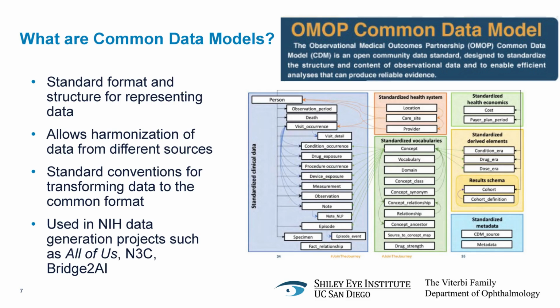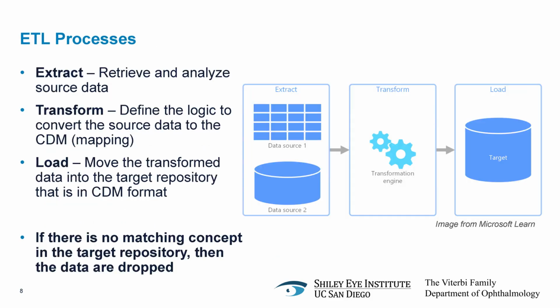And this has kind of been the data model du jour, and the data model used in a lot of the NIH data generation projects, such as All of Us, N3C, and Bridge to AI, which I'll be talking about later. The data model also harmonizes across different standardized terminologies like ICD codes, CPT codes, LOINC, SNOMED. So it's kind of an alphabet soup of different terminologies, but it brings it together so that you can harmonize data across systems.